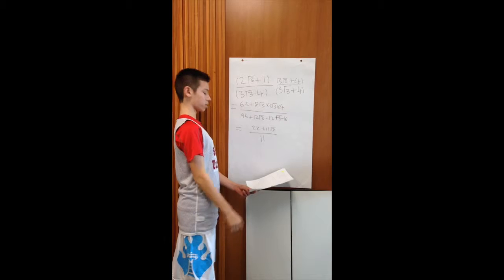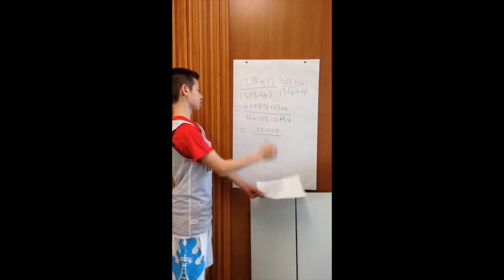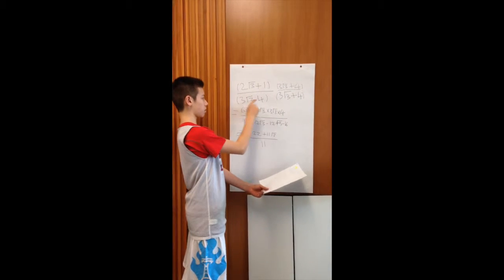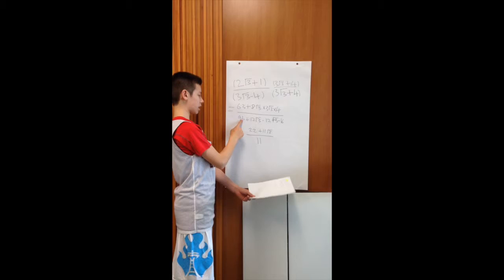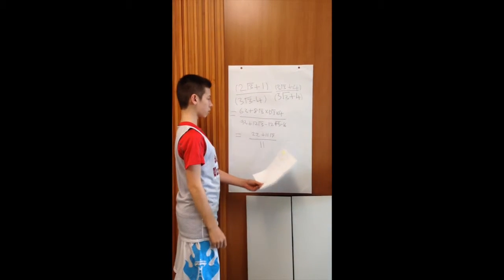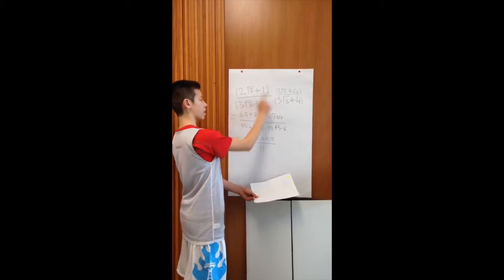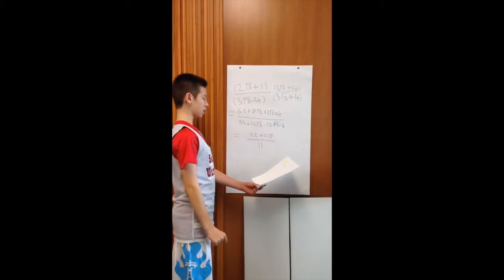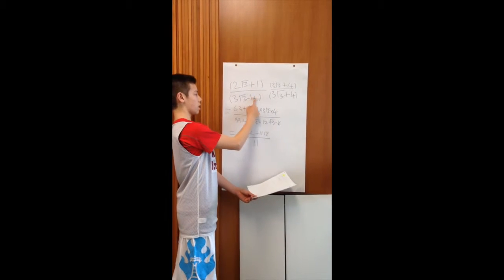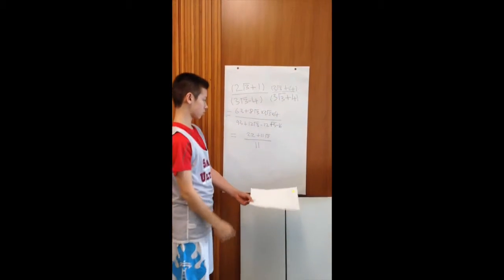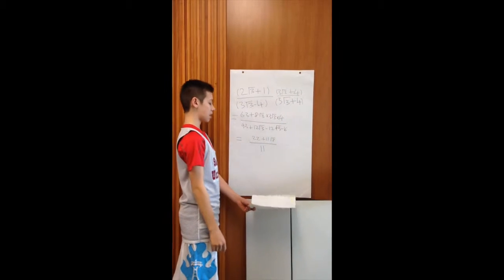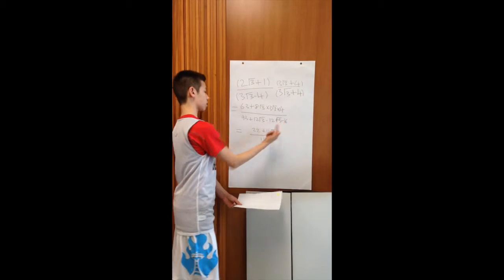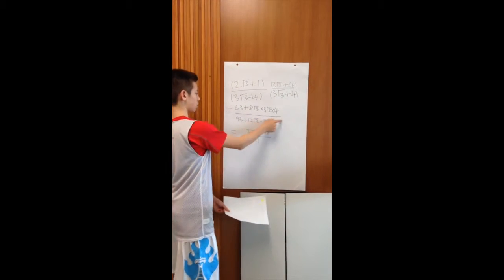Next, you want to do FOIL, which is first, outside, inside, last. For the first pair, 3√3 times 3√3 is 9 times 3. Then outside is 3√3 and plus 4, which is plus 12√3. Then inside is minus 4 and 3√3, which is minus 12√3. Then the last is minus 4 and plus 4, which is minus 16. So you write that out as your denominator.